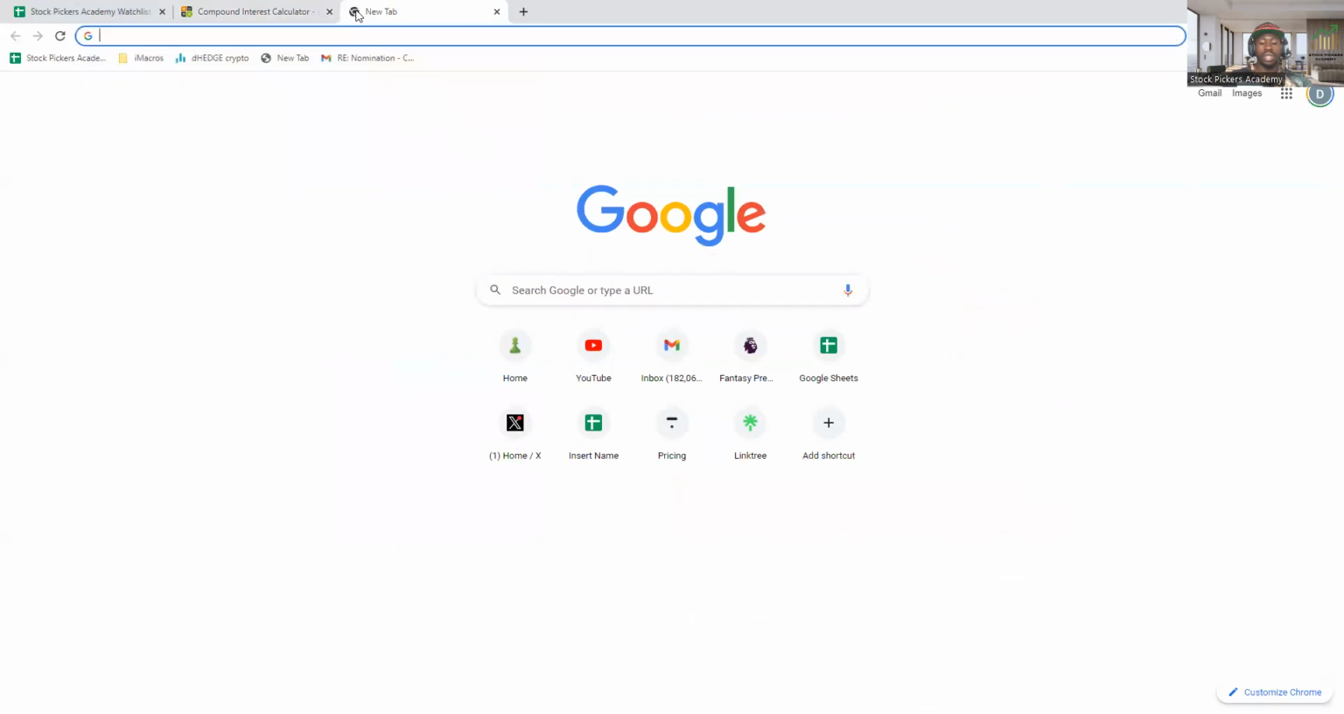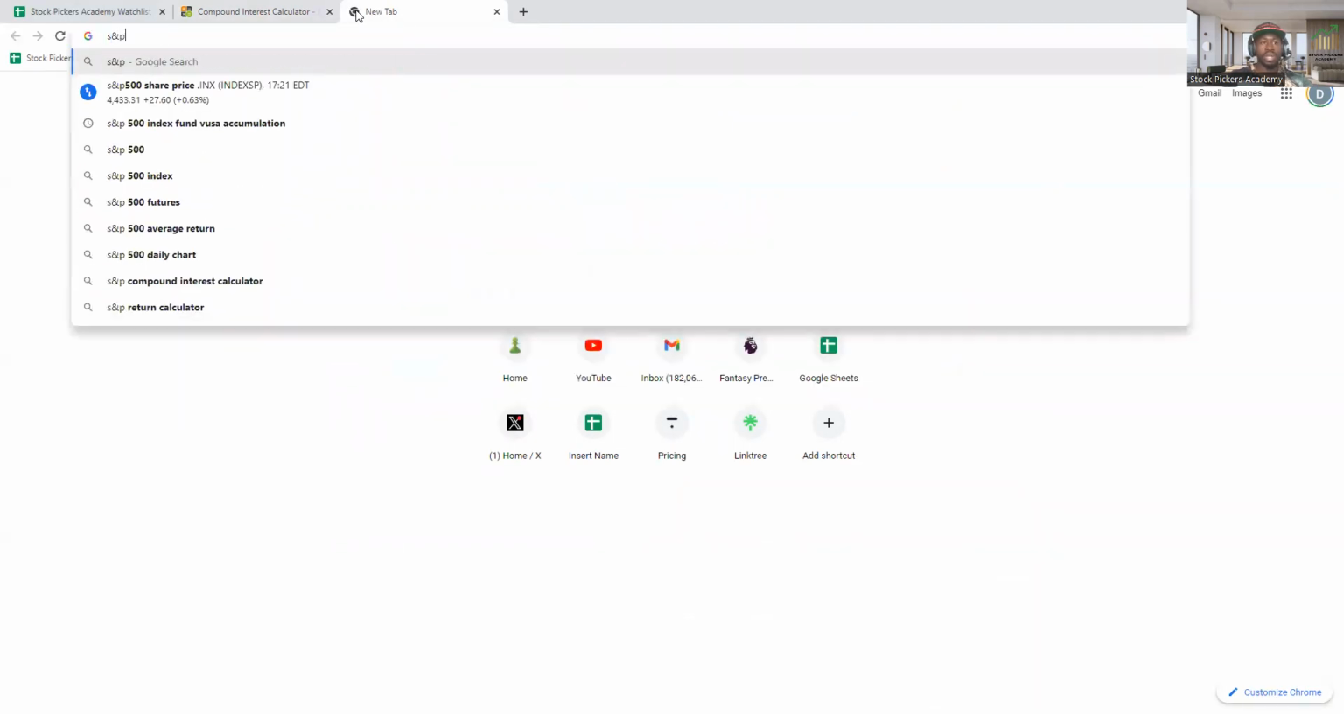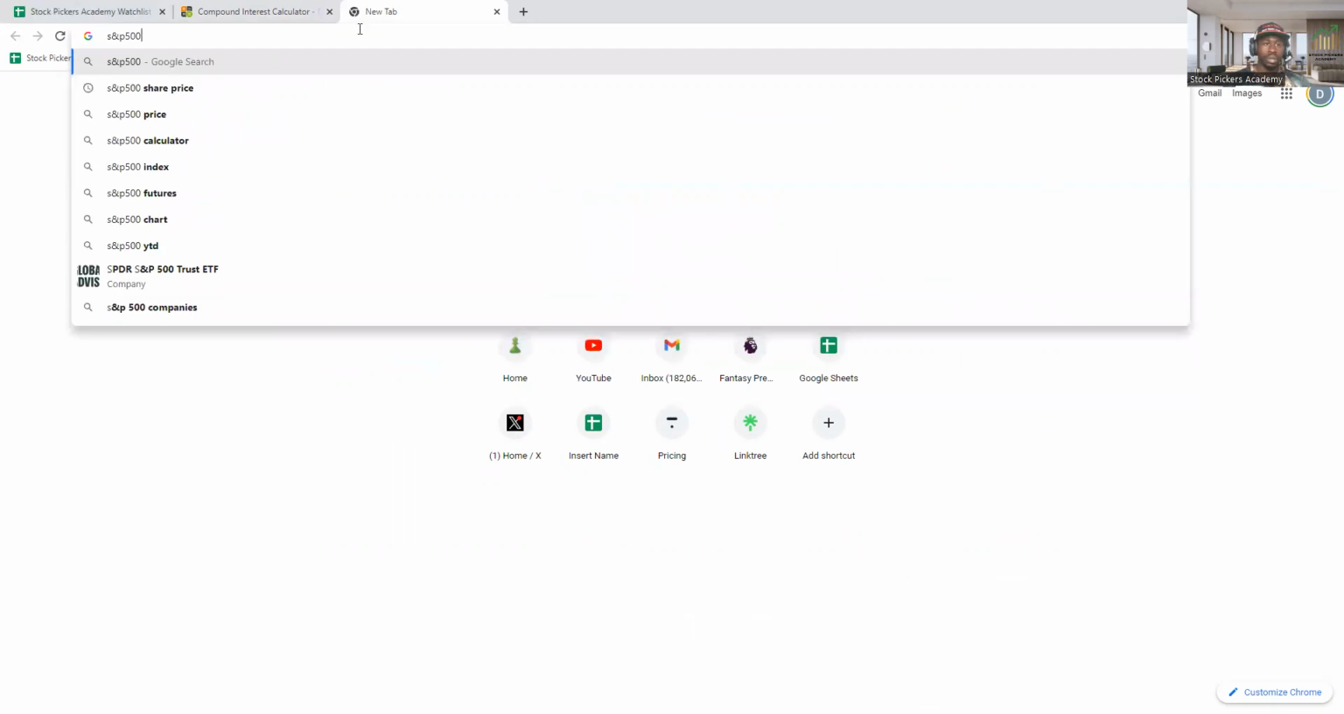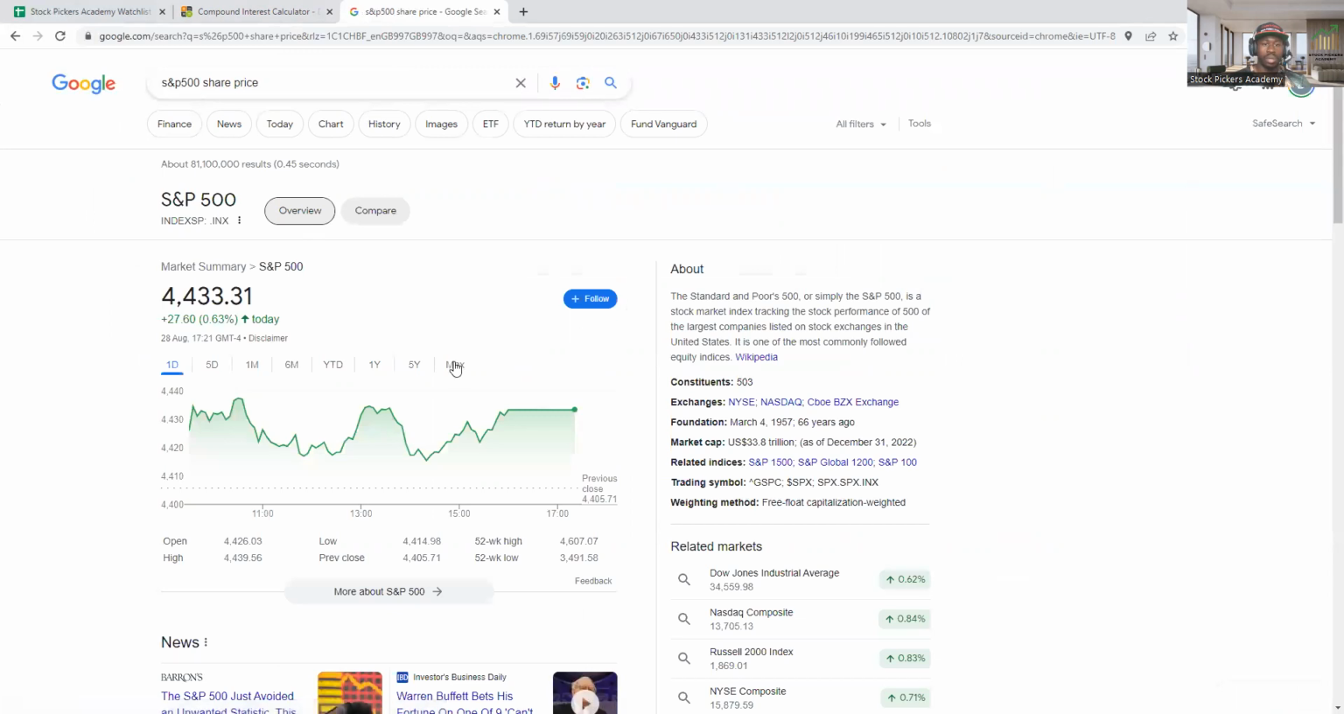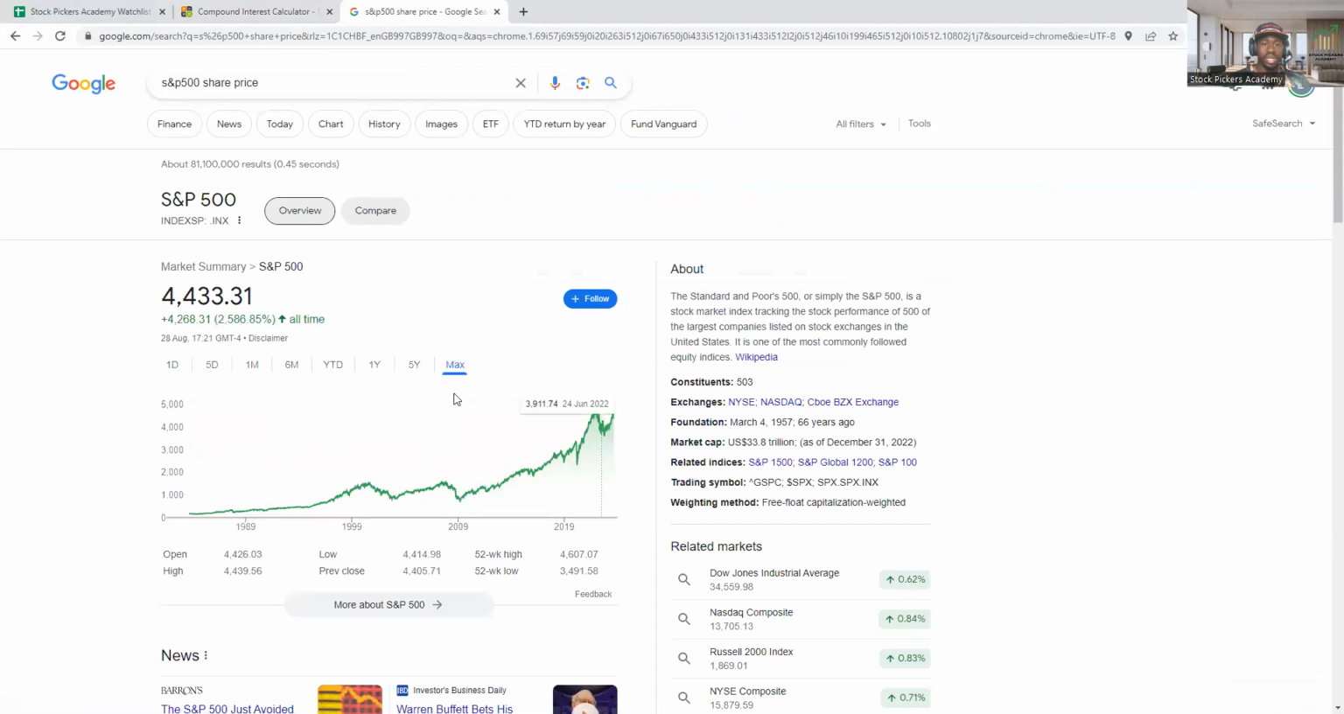You might ask, what then is an index fund? I'm going to type in S&P 500 into Google and I'm going to hit max. So you can see what this has done. This is an index fund. And the easiest way to explain an index fund is imagine a stock is a fruit. An index is like a fruit salad. It's a ready-made portfolio or a smoothie. It's a ready-made portfolio of, in this case, the biggest 500 stocks in America.